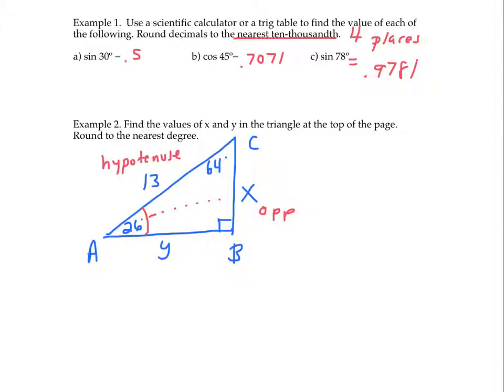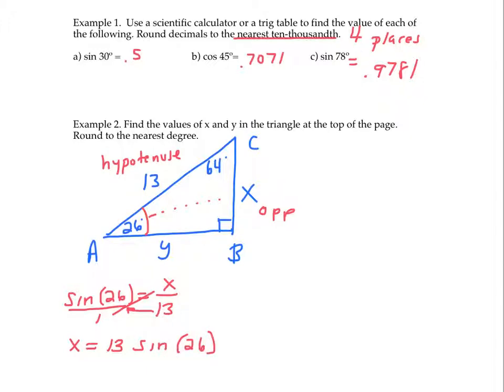Remember that sine is opposite over hypotenuse. So we can say the sine of 26 degrees equals the opposite side X over the hypotenuse of 13. Now recall, this is just a proportion that we're going to solve. You could put the sine of 26 over 1 and then cross multiply to solve your proportion. So take X times 1, that gives you X. On the other side of the equal sign, take 13 times the sine of 26.